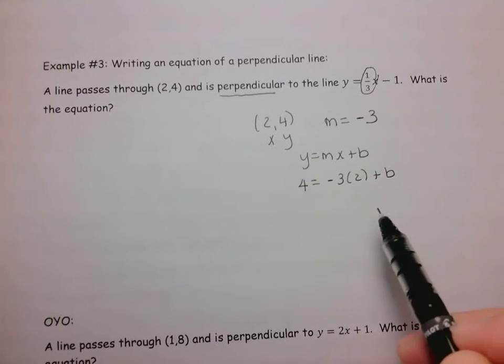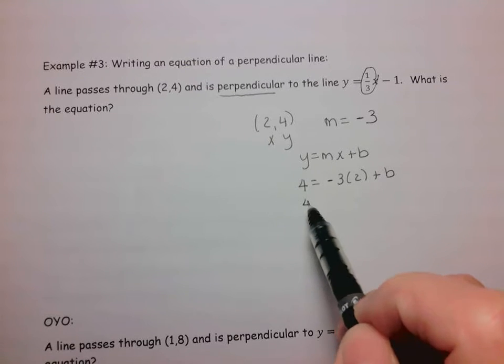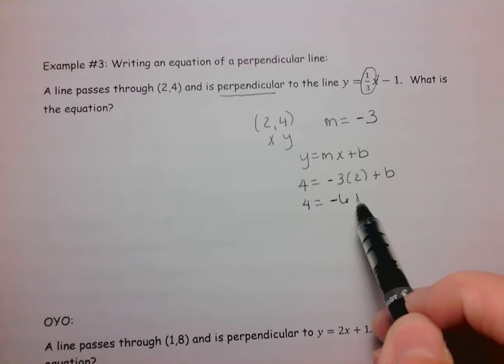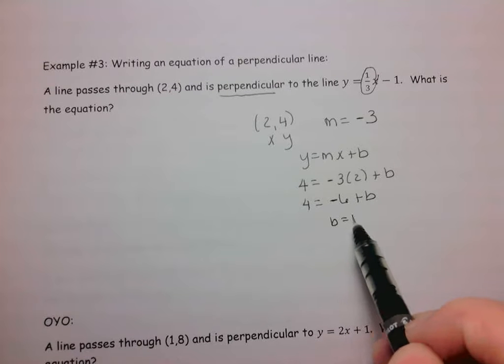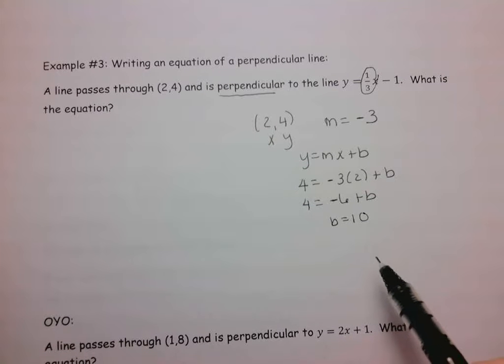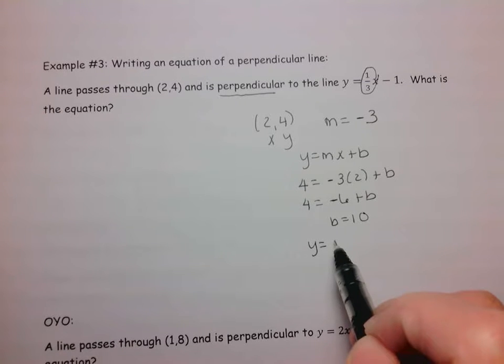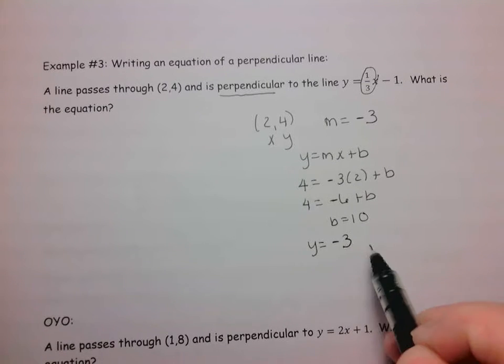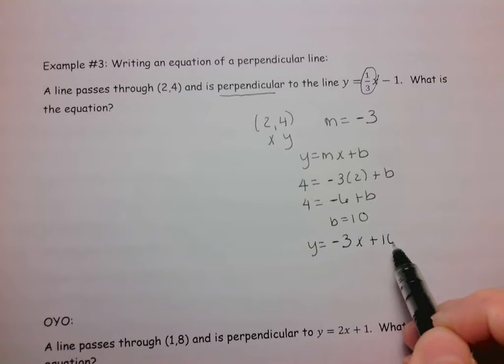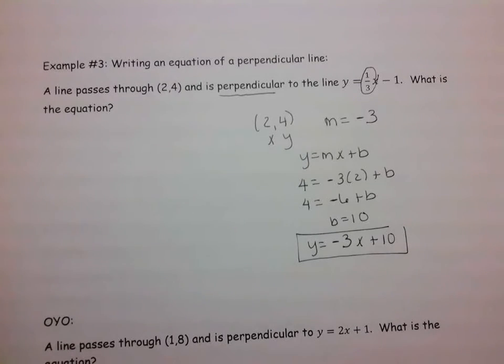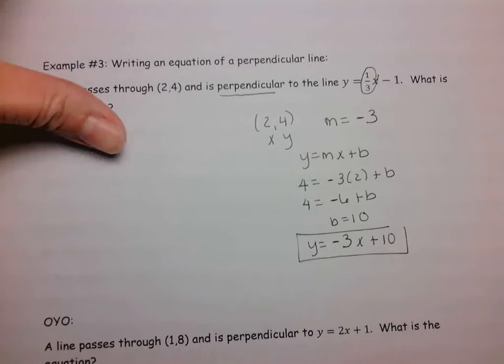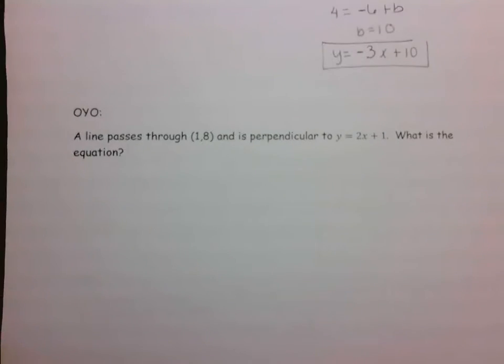But I'm going to go ahead and solve for B. My B, or my y-intercept, is 10, so what does that mean? The equation of this line has a slope of -3 and a y-intercept of 10. Okay, so go ahead and hit pause and work out this one.